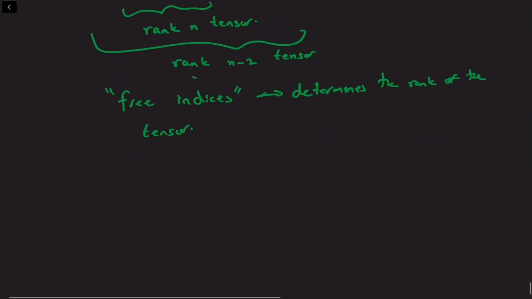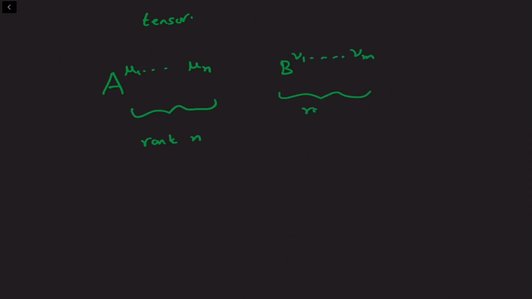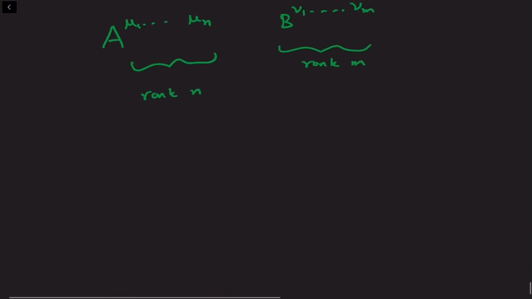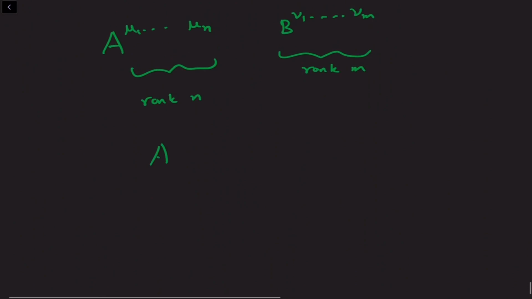Okay, and finally, it's possible if you have two tensors, let's say one of rank n, another tensor of rank m, it's possible to construct a tensor product of both of these, just as we constructed tensor products of 4-vectors. So we can consider the object or the set of objects. So it's a multiplication of just numbers.